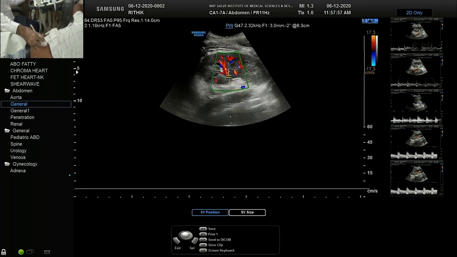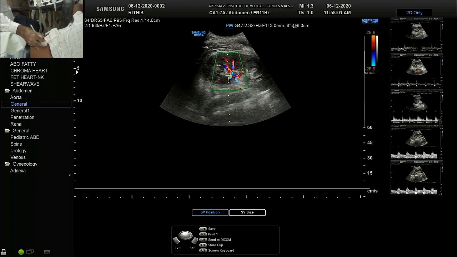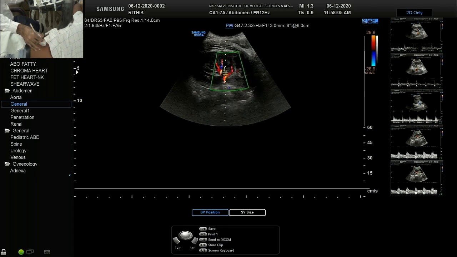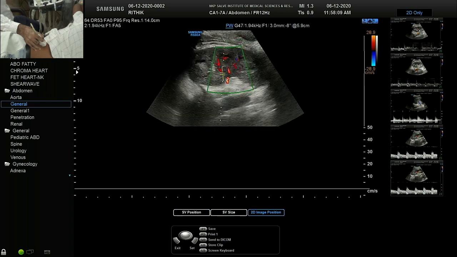So again, here adjust everything, adjust the scale so that you see the artery nicely, get the angle. Now you ask him to hold the breath.